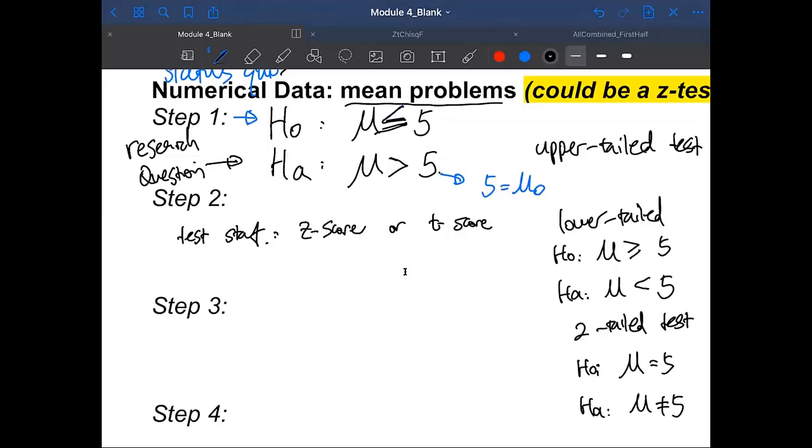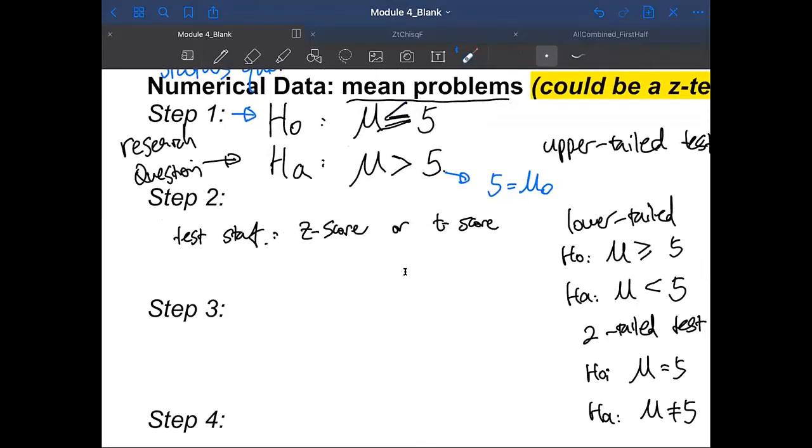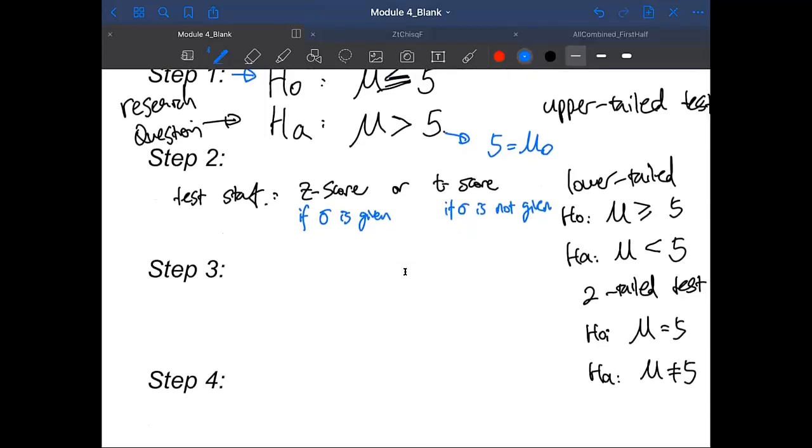The reason I say that is because it really depends on whether the population standard deviation is given or not. I'm going to write it out here. If sigma is given, you probably remember, what is sigma? It's the population standard deviation. It measures how wide or how narrow the distribution of your population is. If sigma is not given, this is going to be a t-score. I'm going to write down the formula. You have already seen it before. If it's a z-score, that means sigma is given.